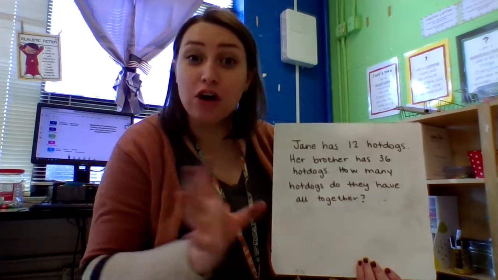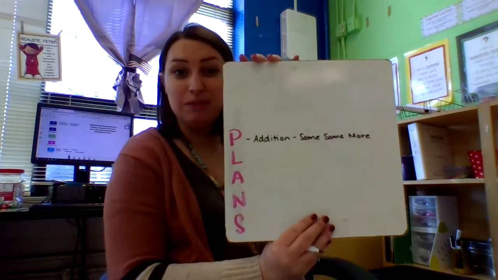Well, it's asking for all together. So that's asking me to put two numbers together. So it's asking me to add. So next to my P for problem type, I'm going to write addition, which I also know is some more. So I'll put both of those things on here for me. Some and then some more.